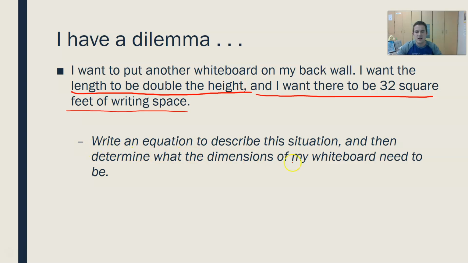Okay, so this says, write an equation to describe this situation and then determine what the dimensions of my whiteboard need to be. So, this is my whiteboard. I want the area to be 32 square feet. I want the area of this whiteboard to be 32 square feet. And I want the length to be double the height. So if this is the height, I want the length here to be double that. So 2h. Double the height.